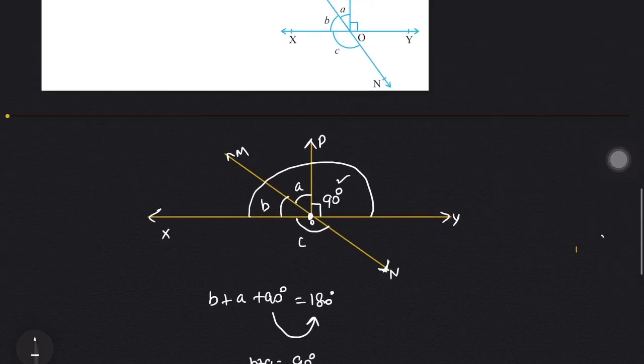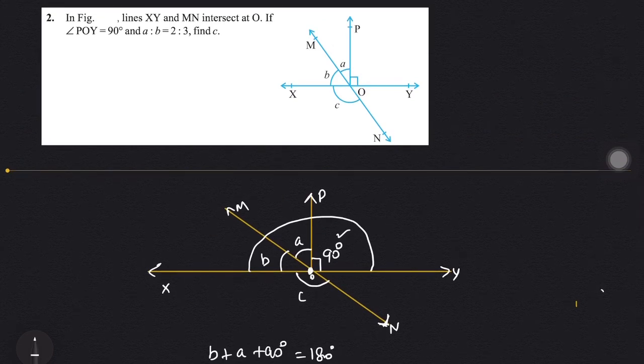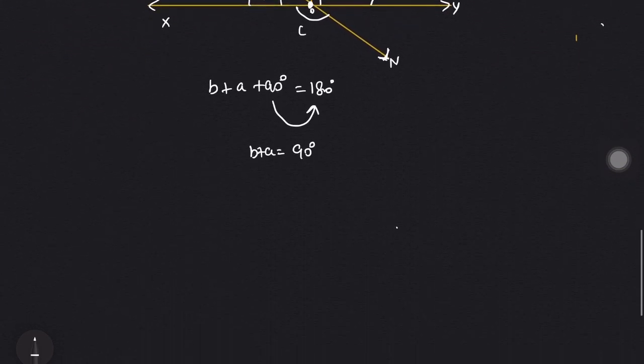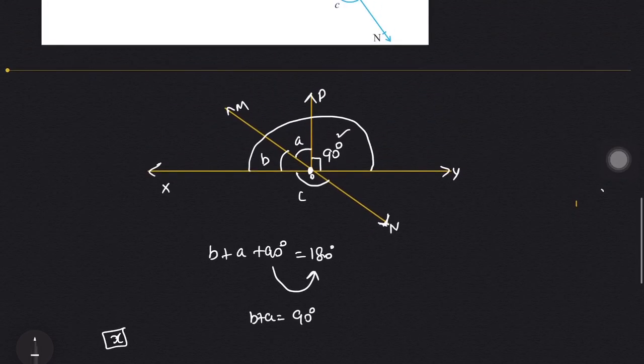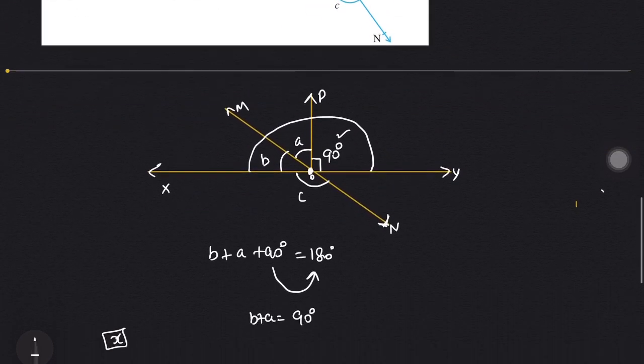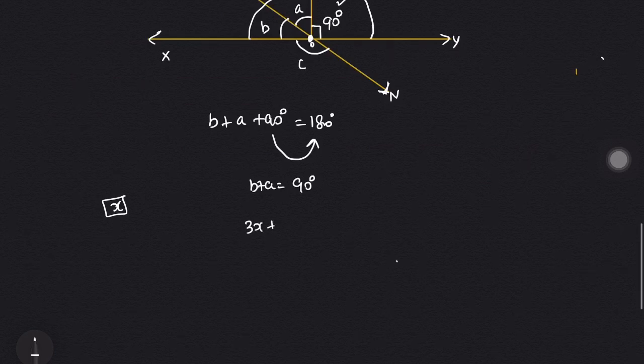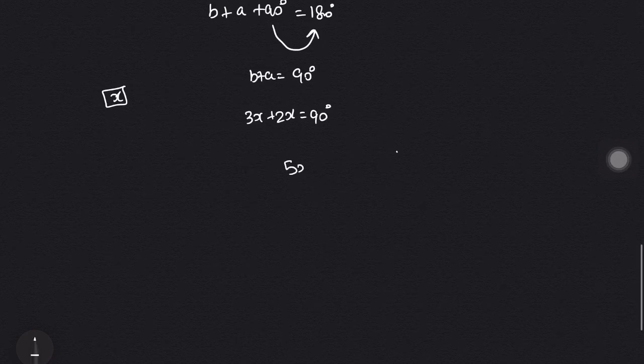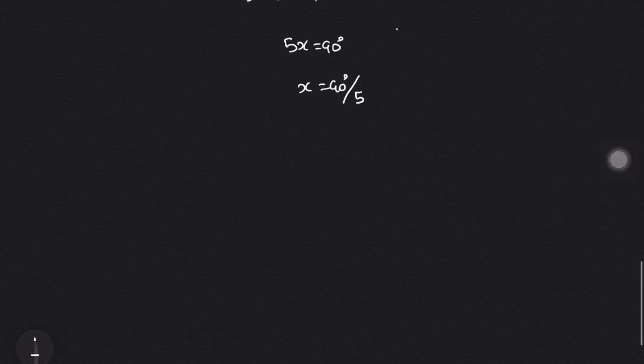The ratio is given, that means a is to b is equal to 2 is to 3. So take a common parameter x. Then a value is 2x and b is 3x. That means 3x plus 2x is equal to 90 degrees. We need to find x. So 5x is equal to 90 degrees, x is equal to 90 degrees divided by 5. So the value of x is equal to 18 degrees.